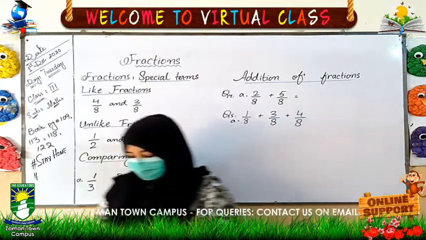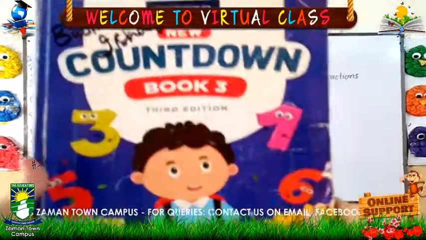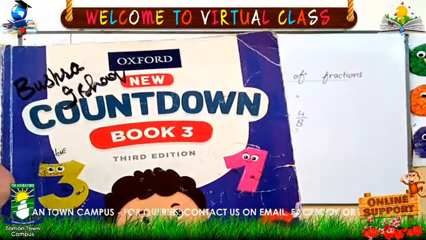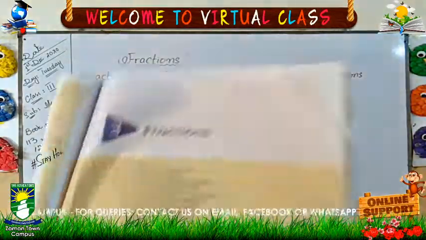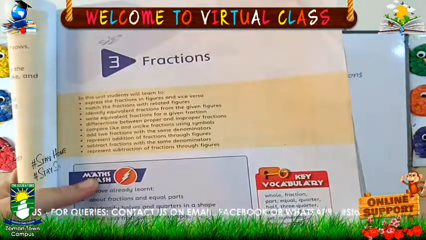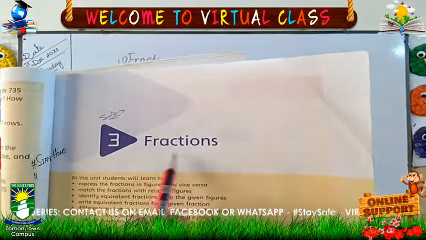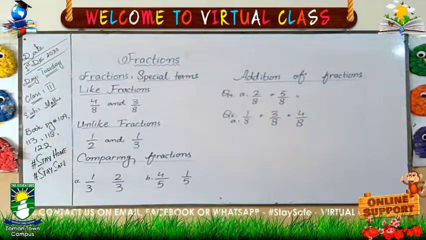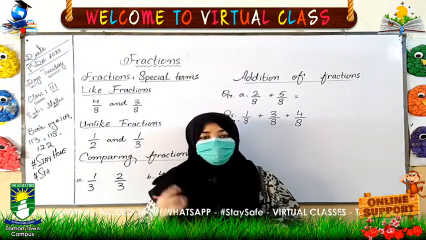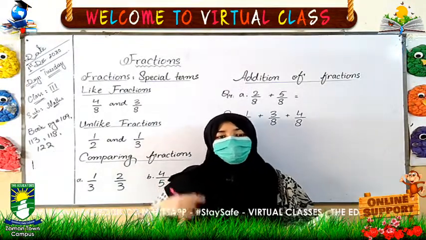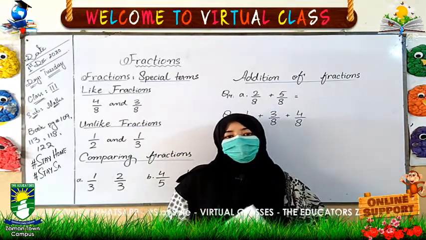So look at here. It's the maths book of class 3rd. Open your book and come to page number 99, and the topic is fractions. You have already learned about fractions and their equal parts, and to identify halves and quarters. So let's take a quick review of your previous class.